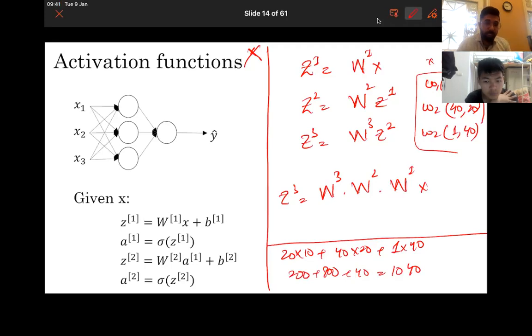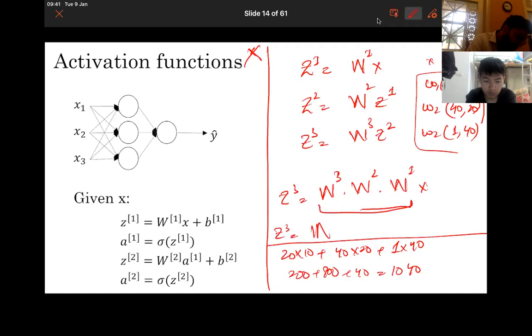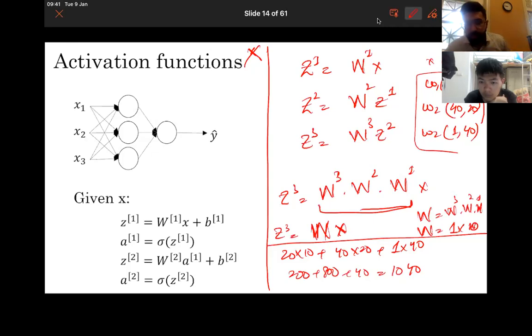I should be able to learn something very nice from this, because it's a relatively large network. But I can write the same output Z3 as Wx, where W is W3 times W2 times W1, and the size of W is 1 times 10. I can do that as well, right? Everyone agrees that I can do that? Just from linear algebra, I can take the product of matrices, and the product of these three matrices would be 1 times 10.